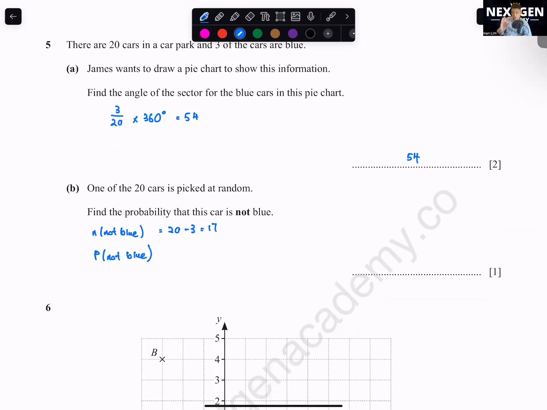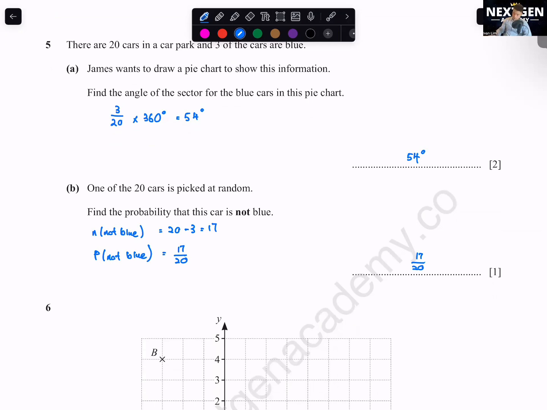Actually, you don't have to write working until like that. Okay, this one is just 1 mark only. So 17 over 20. Okay, do you need to write the angle? Just write down here, 54 degrees.